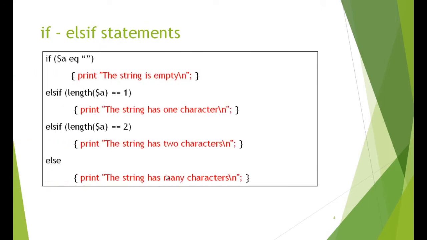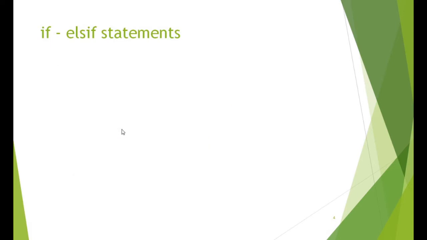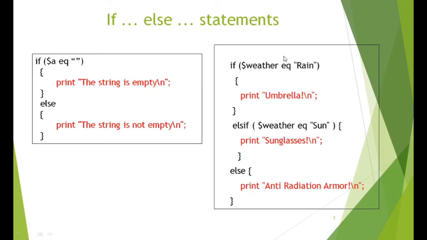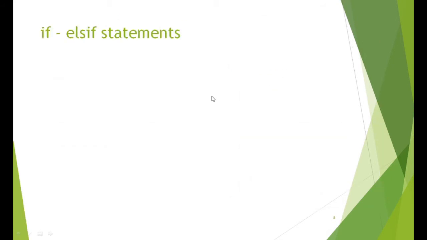Here is another example for else if. I just read a data $a. If it is a null string, I just print it as a null string. If the length of $a is equal to 1, I say string has 1 character. Else if the length is equal to 2, string has 2 characters. You can see that the comparison is double equals, but in the previous example, we used eq.